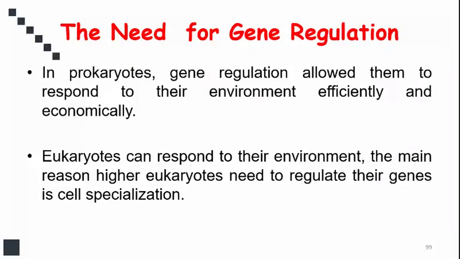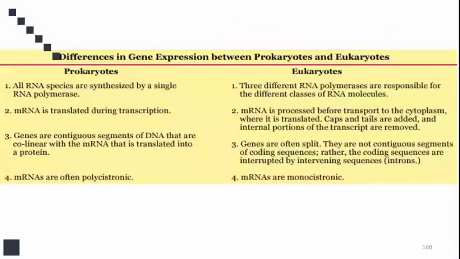But the genes that are responsible for the respiratory function, or cellular respiration, must be produced continuously for the cell to survive and to carry out the functions it is supposed to carry out. Eukaryotes can respond to the environment. The main reason higher eukaryotes need to regulate their genes is cell specialization. That is why we have all kinds of different types of cells.